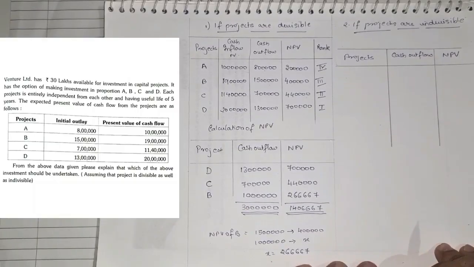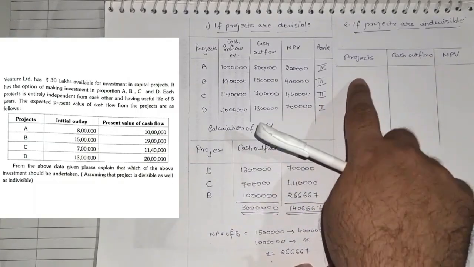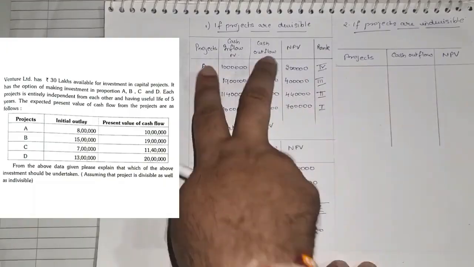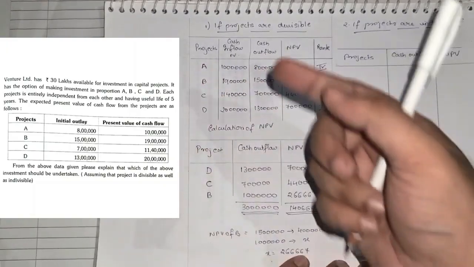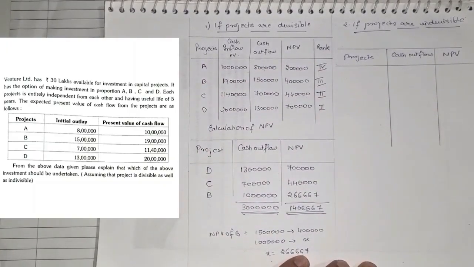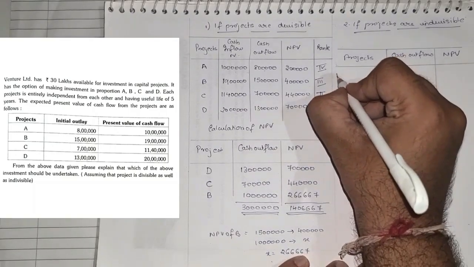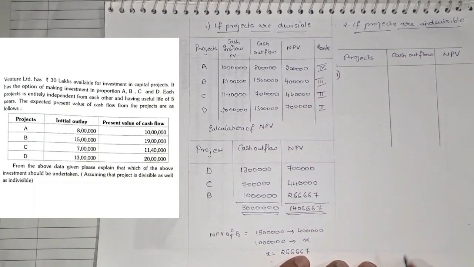Okay, now look at this very carefully. I just need the projects and the outflow, so I'll take the values here. They are the same values given in the question also. Now look at this very carefully. I can make investment only up to 30 lakhs, so I'll have to take various combinations so that my spending is 30 lakhs, and I'll have to see that the NPV should be maximum.